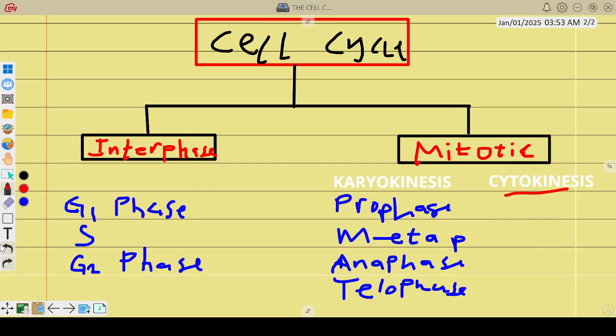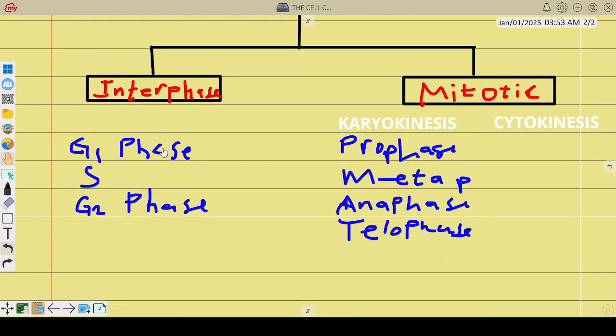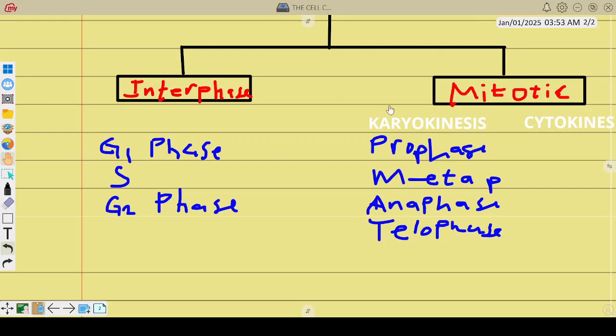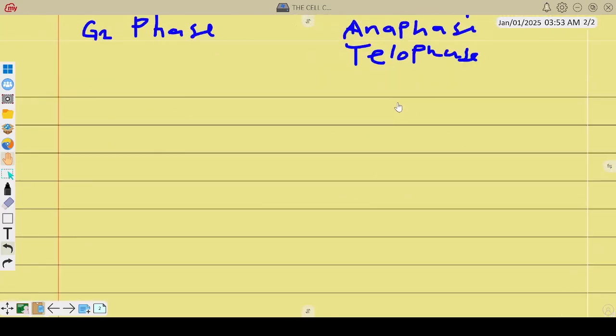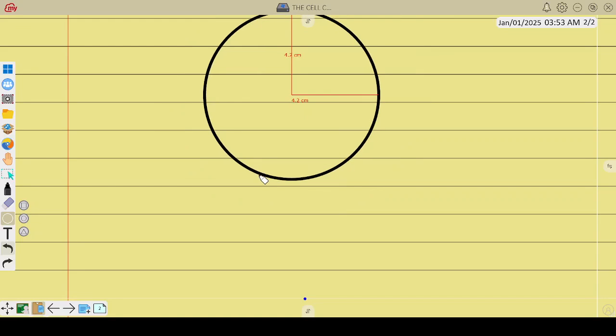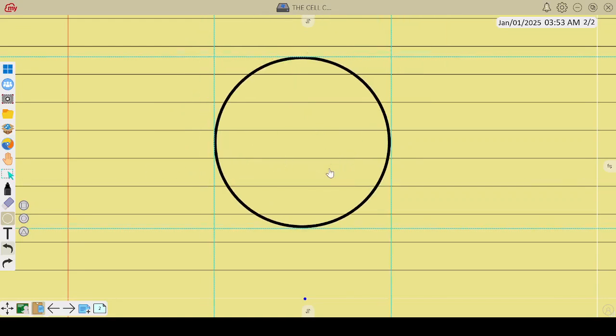Alright, so the way I was writing them, that's how they follow each other. It starts with interphase, G1, S, G2, and then we go to karyokinesis and then cytokinesis. Okay, so having drawn our overview, we'll then go on to focus on this chart. We can write it in the form of a circle.